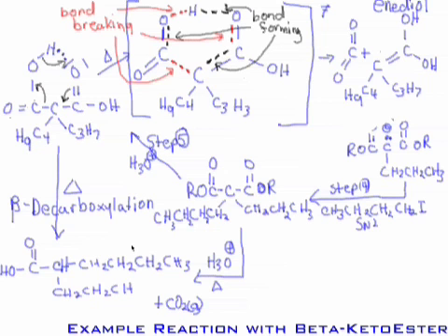Now, let's look at this mechanism again, but with a little modification. Because I can do the same things on ketoesters. You'll notice that I didn't have to have a diester. I could have had a molecule started like this, where I have a ketoester. R again will be ethyl.